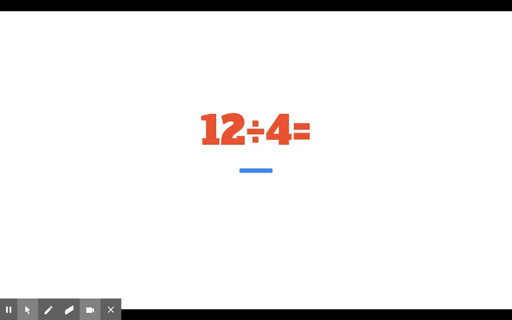12 divided by 4 equals 3. 9 divided by 3 equals 3. 28 divided by 4 equals 7. 9 times 7 equals 63. 8 times 4 equals 32. 54 divided by 9 equals 6.